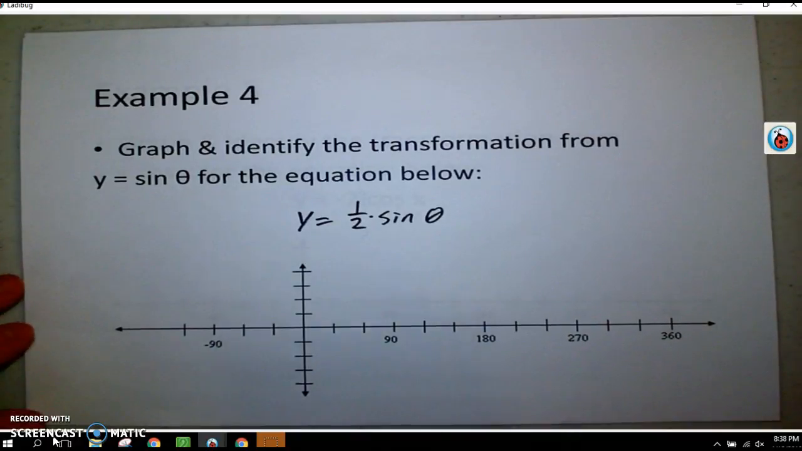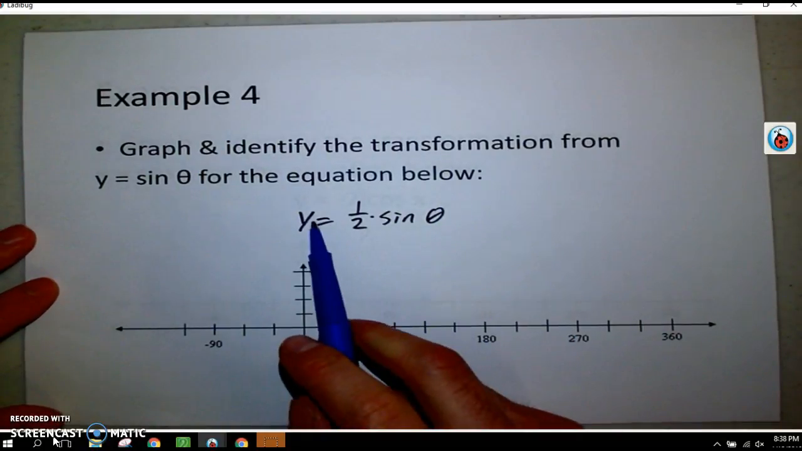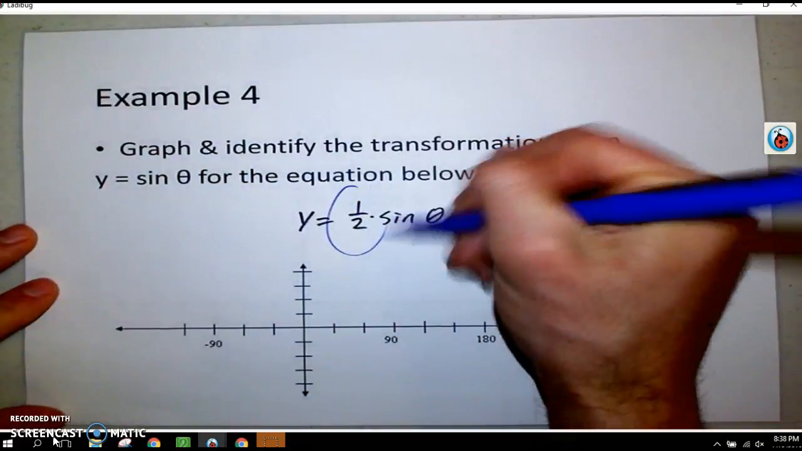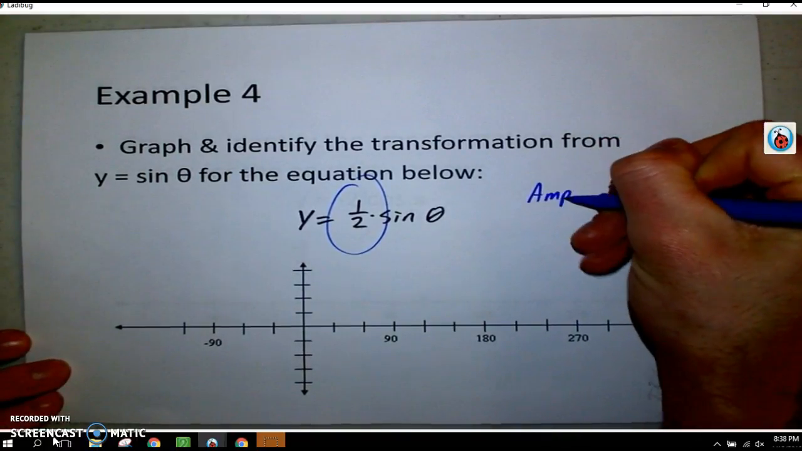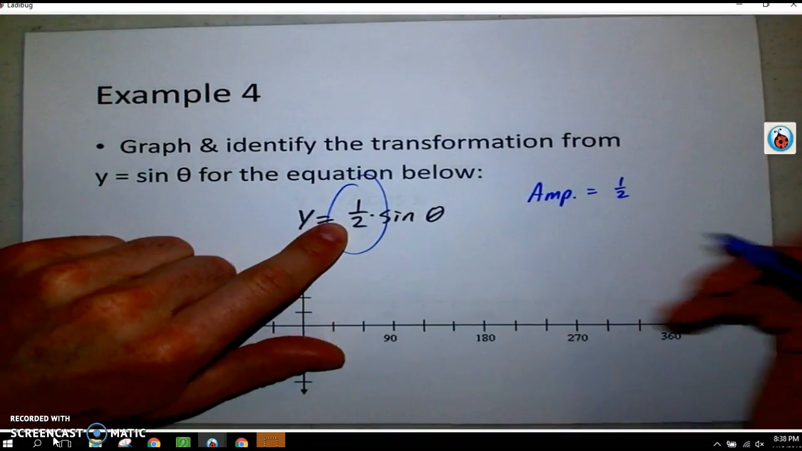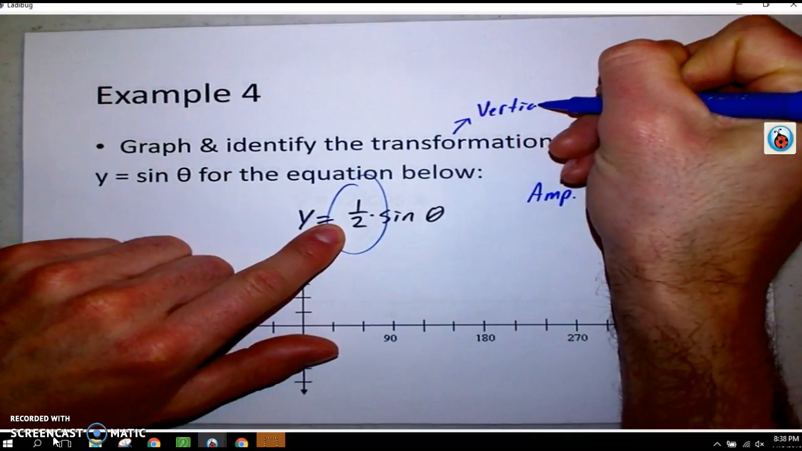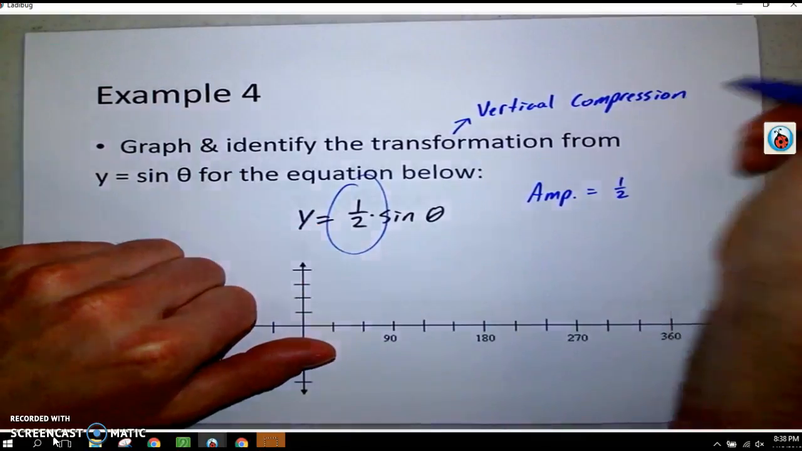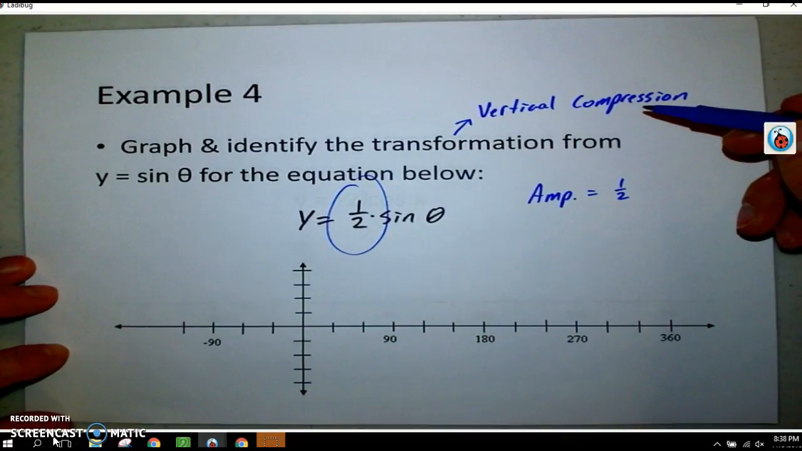In our next example, it wants us to graph as well as identify the transformation. Well, my transformation, if I have y equals 1/2 times sine of theta, is going to be this 1/2. And this is going to change my amplitude. So my amplitude for this is going to be 1/2. It's going to actually, since it got smaller, we're going to refer to this transformation as a vertical compression. So I wouldn't want to call it a stretch because it's not getting larger. It is in fact getting smaller.